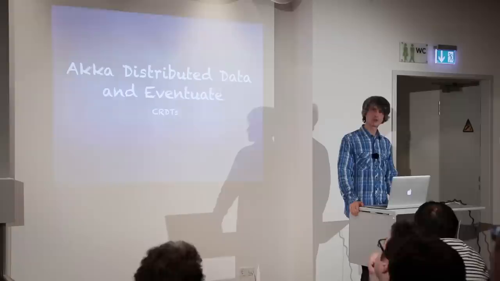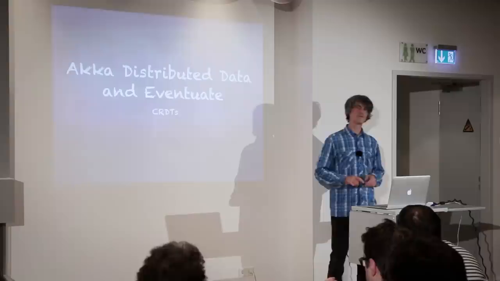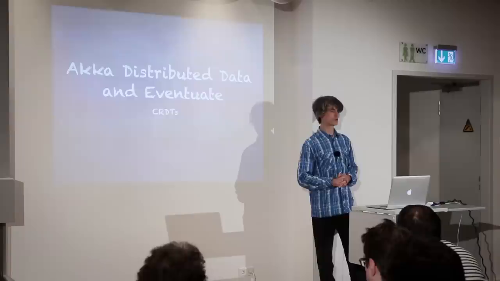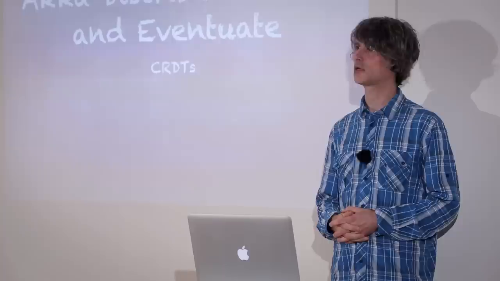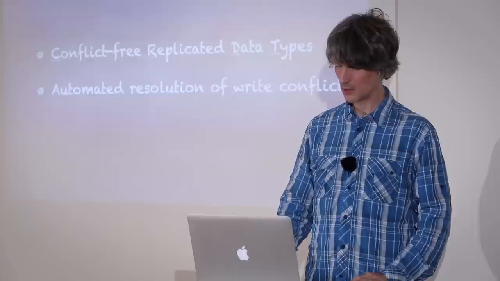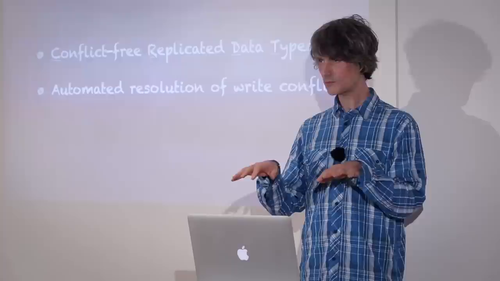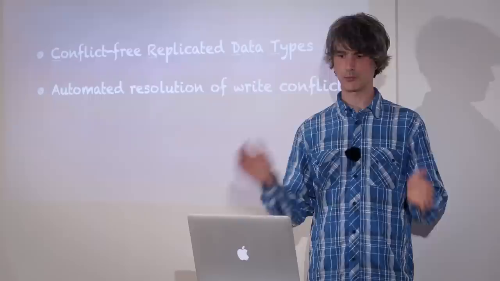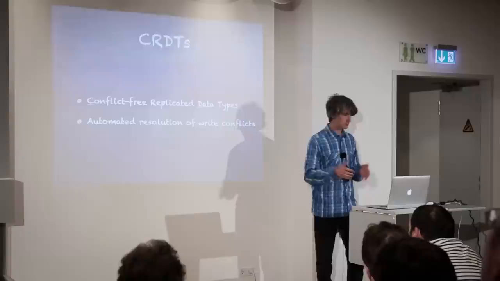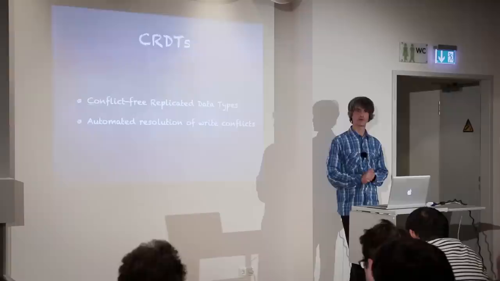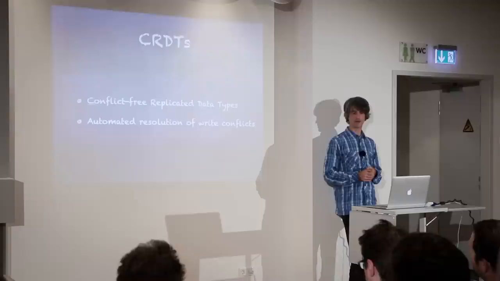I also want to compare Eventuate with another module in Akka. That's a new module in Akka 2.4. It's called Akka Distributed Data, and it provides an implementation of CRDTs. CRDTs are conflict-free replicated data types. These are replicated data types that can be updated concurrently at multiple locations or places, and even if the writes are conflicting, they converge to the same state at all locations.